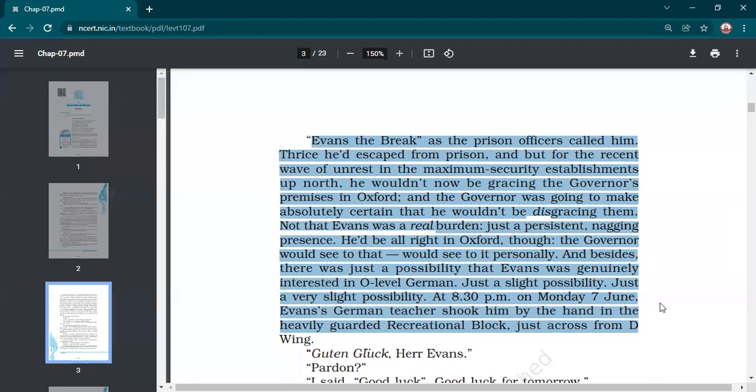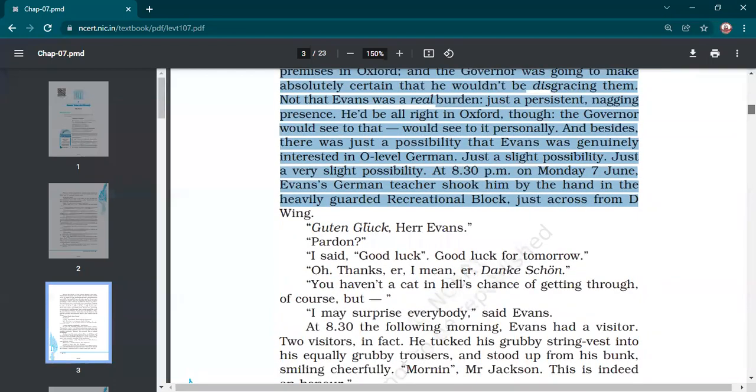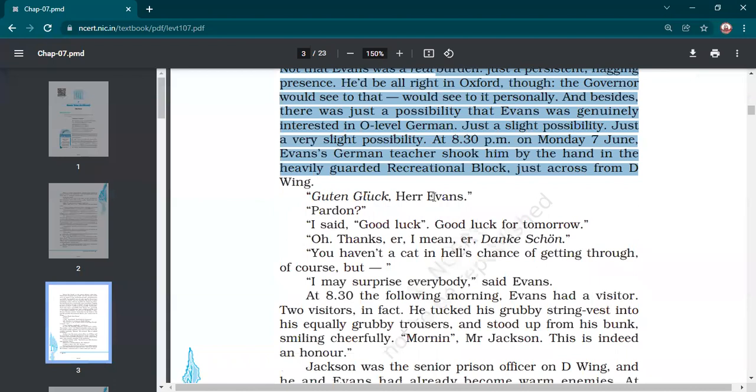So at 8:30 p.m. on Monday 7th June, Evans's German teacher shook him by the hand in the heavily guarded recreational block just across from D wing. So wings are built, rooms are built. The teacher of the German language comes there, and then the conversation is: Guten Glück, Evans. So these are German words. He comes and wishes Evans in German. Pardon, I said good luck. He wished him good luck. Actually he is wishing him for the exam. See, Evans could not even understand this. Even if he had taken classes seriously, he could not understand what guten Glück means. So he was actually saying good luck.